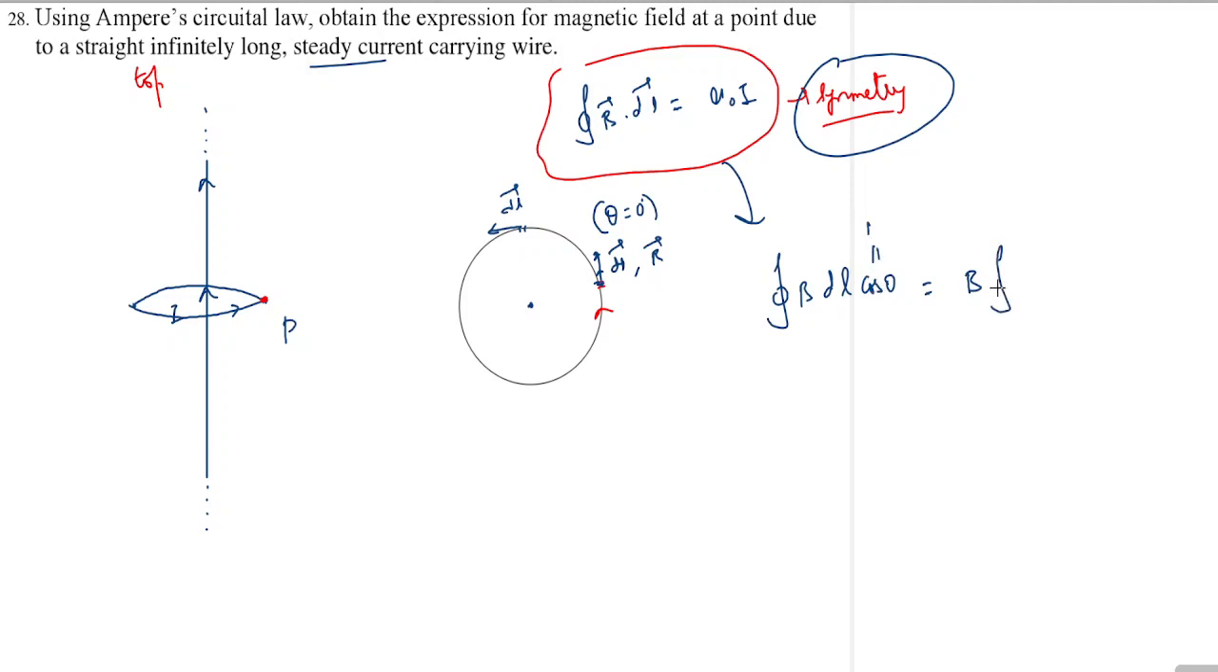So what remains is the line integral of dl, which means we need to add all the small lengths. If the distance between the current carrying wire and this point P is r, which is nothing but the radius of this circle, then if you add all the small elements, that is dl means small lengths, what you get is the total length of the circle, which is its circumference. It is equal to B into 2 pi r.